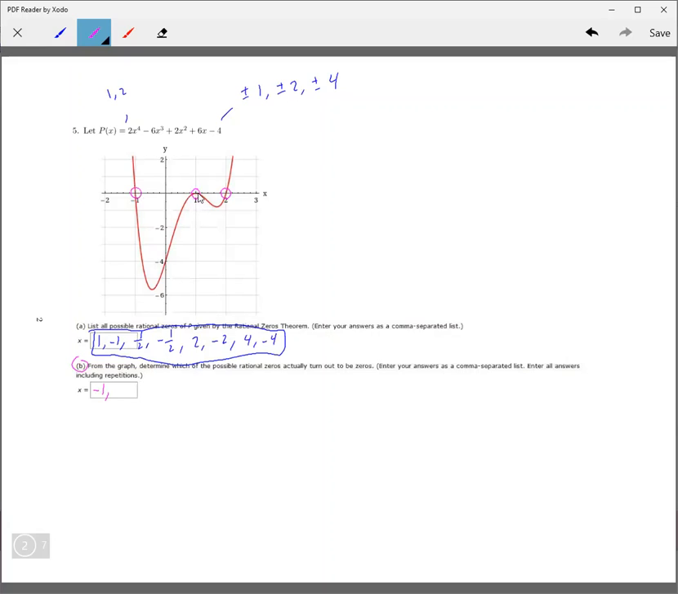Here, it looks like a parabola if I were to zoom in. That means that is a double 0. It's multiplicity 2. And so when it says including repetitions, that means we put that one twice. This one looks like a line, so it's just going through, so it's 2. Okay, and in the end, you should have as many zeros as this power here, which is 4. Okay, great. Any questions on that? Okay, so these are the actual zeros.